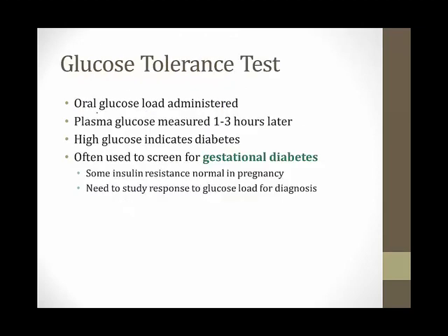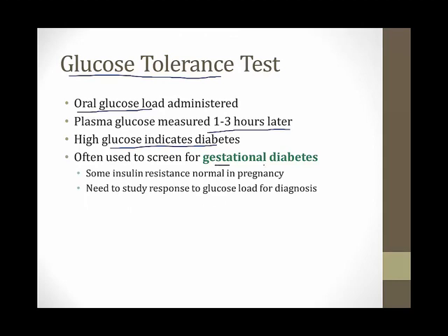A final way to make the diagnosis of diabetes is to perform what's called a glucose tolerance test. This is where the patient is asked to consume an oral glucose load. It's usually a very sugary drink, and then the plasma glucose level is measured 1 to 3 hours later. And if the value of glucose in the serum is high, this indicates diabetes. And this is the way that diabetes is often diagnosed in pregnancy.